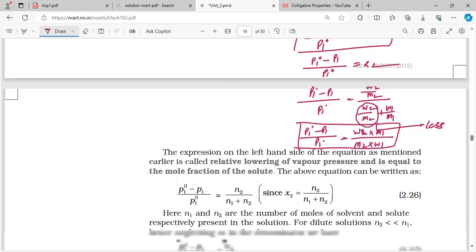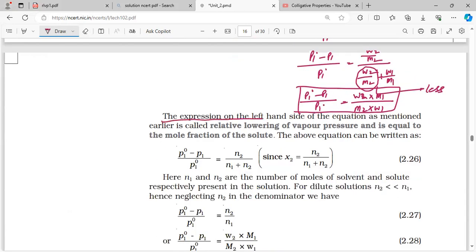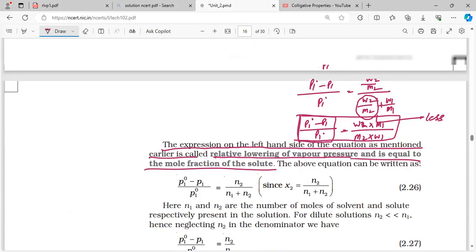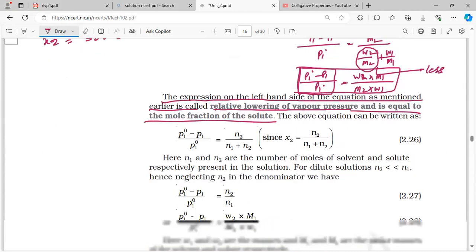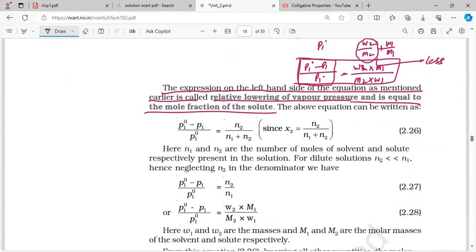So here you can go a little bit further. Here they are saying the expression on the left hand side of the equation, as mentioned earlier, is called relative lowering of vapor pressure, and is equal to the mole fraction of solute. Mole fraction of solute means X2. X1 is solvent. Wherever 1 is there, that is for solvent, and 2 is for solute. So in the expression, X2 is there, the mole fraction of solute. So relative lowering of vapor pressure depends on the mole fraction of what? Solute. Yes or no? Yes. This equation we have already done.